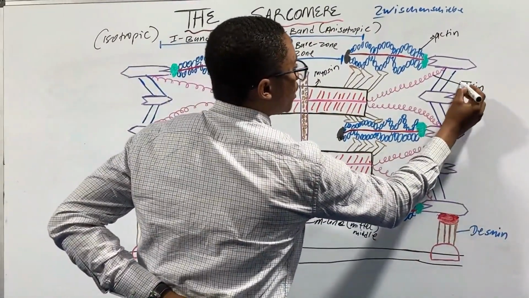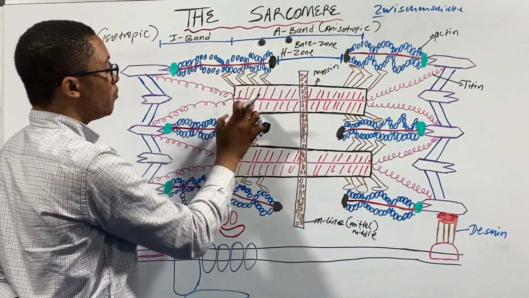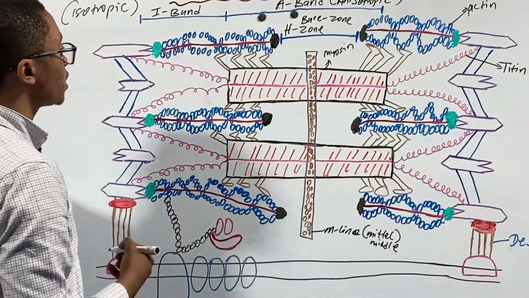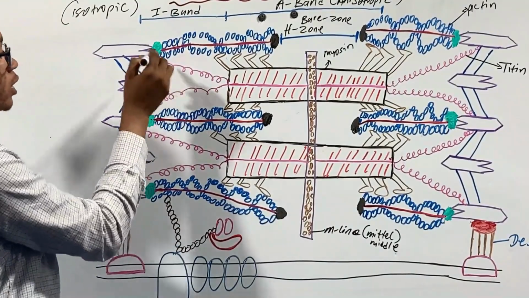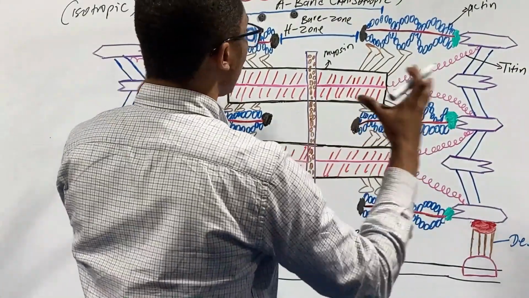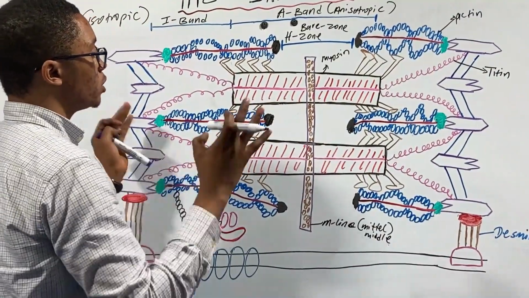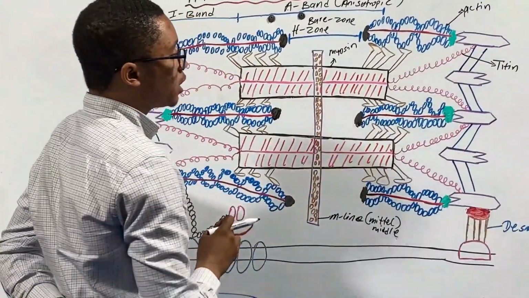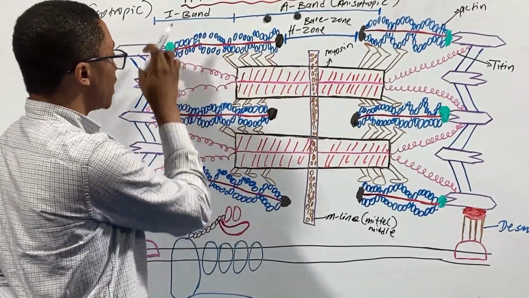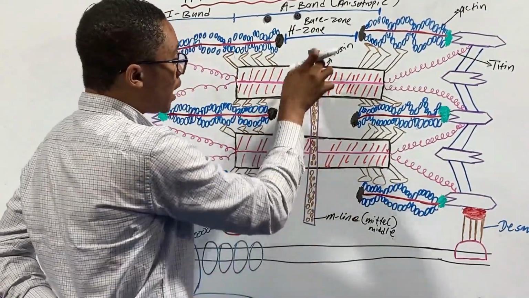The function of this titin is to anchor the myosin to the Z disc. The titin is an elastic cytoskeletal protein, so that's why I drew it in this spring-like shape, because it is elastic. When the muscle contracts, it helps the muscle retain or come back to its normal shape. So it anchors the myosin to the Z disc, and also anchors it to the M line proteins.